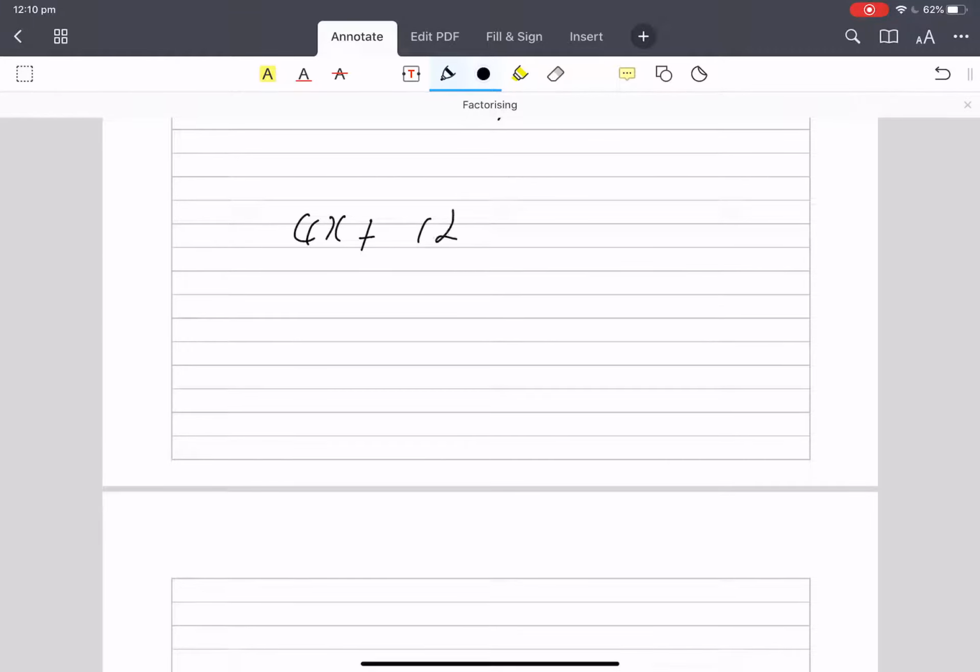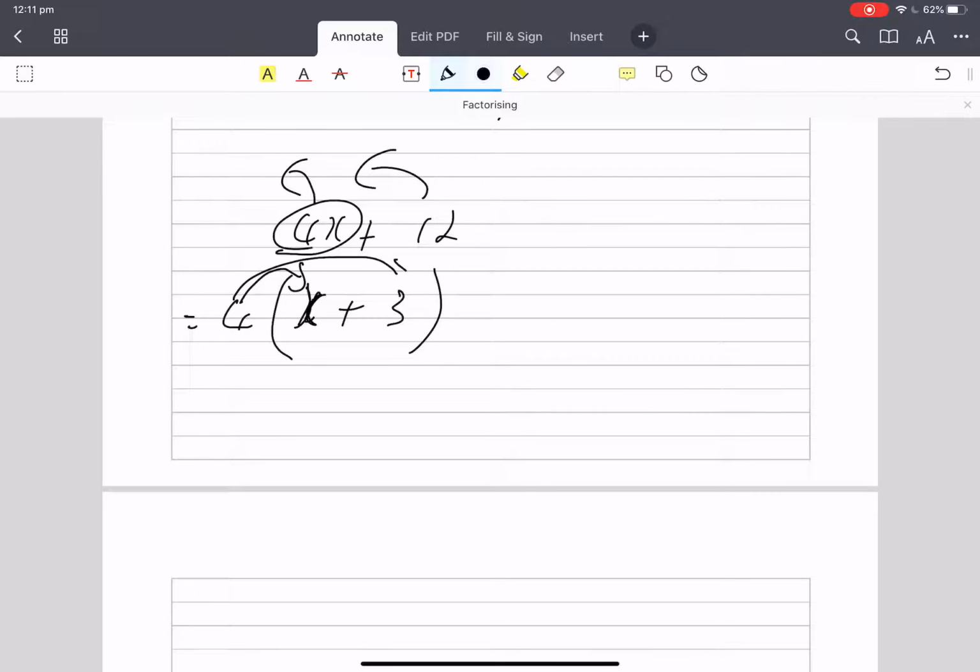4x plus 12. What's common between a 4x and a 12? Well, I reckon there's a 4 that's common. I can pull a 4 out of that. And when I pull a 4 out of a 12, I get 3. You can see that if I expanded it, 4 times x is my 4x, and 4 times 3 is my 12. So it's the reverse process.